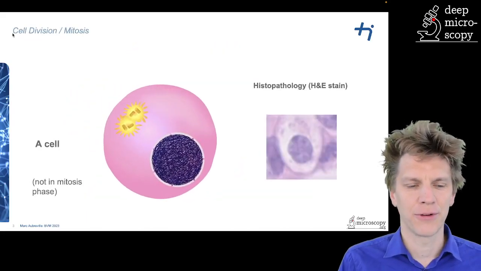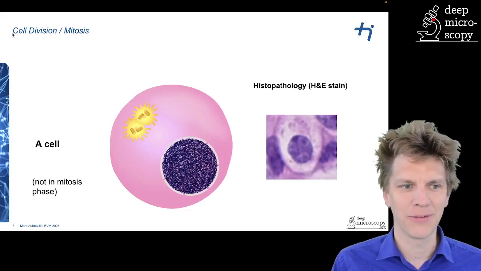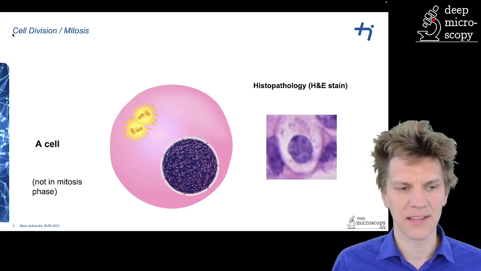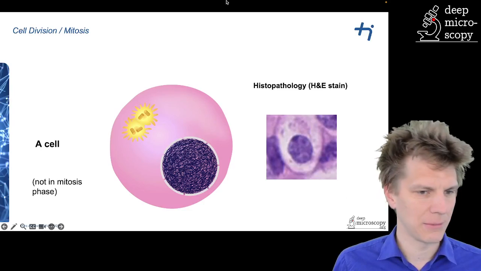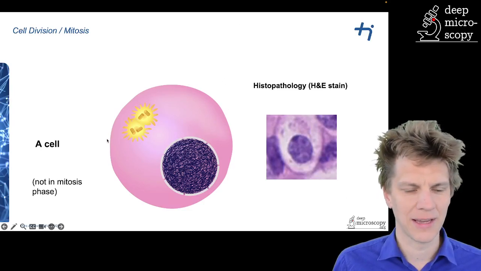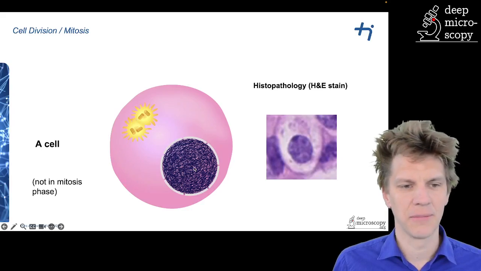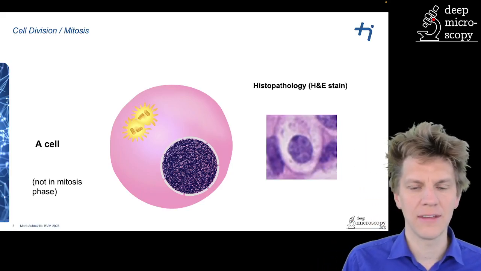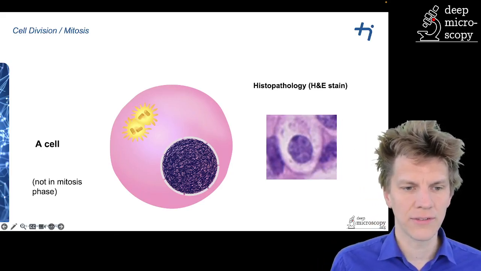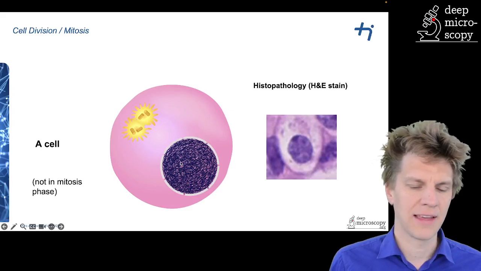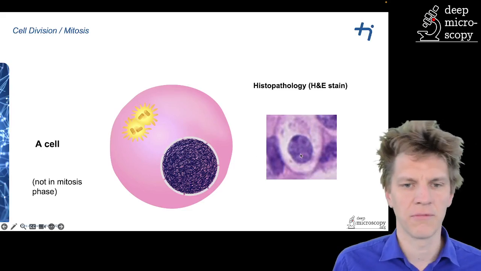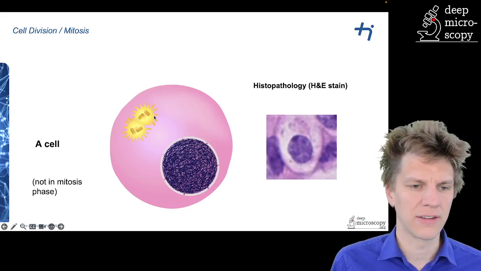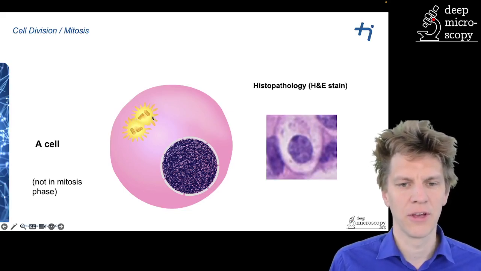So let's start with the first phase, which is not actually a phase of mitosis, but it's just what we see here. So we have on the left hand side the cell itself, and then we have the corresponding histopathology H&E stained image. And what you can see clearly here now is the cell nucleus, which is of course stained by the hematoxylin in dark violet, we could say. And then we see the centrosomes, which are also cell organelles that help organize the mitosis process.